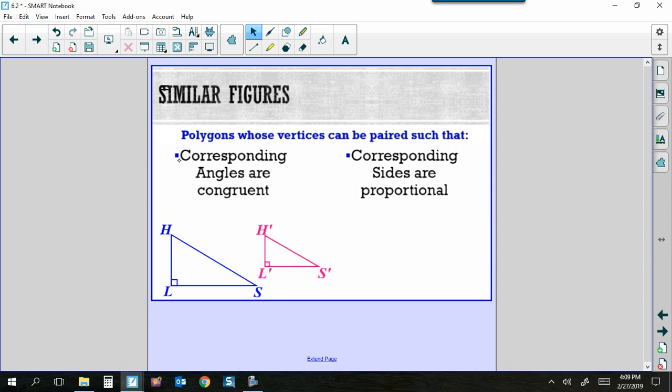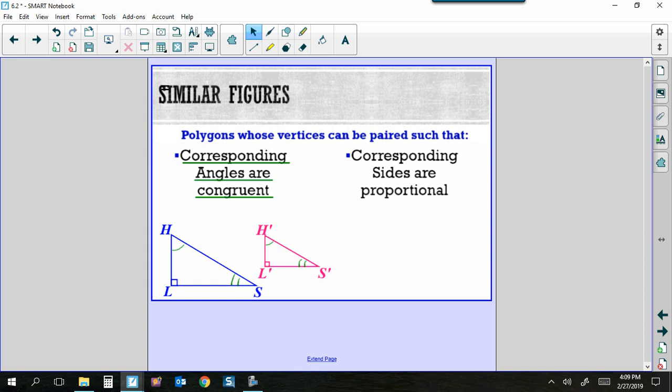So off to the right side, you could actually draw these 2 triangles, and then I would go ahead and mark the angles that we know are congruent. Obviously, angle L and L prime are congruent because I have those right angle marks. H and H prime would be congruent, and S and S prime would be congruent. So whatever H and S are, H prime and S prime would be the same thing.